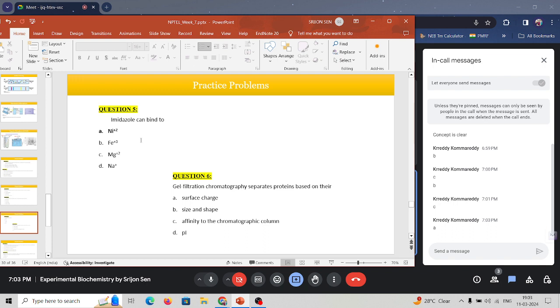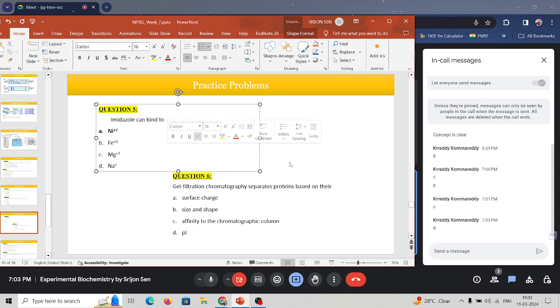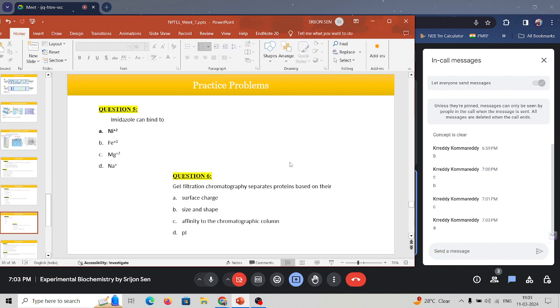Then for the elution step, what you do is add imidazole in higher concentration. So imidazole binds to the nickel, and your protein elutes out. Fantastic. So nickel A is the correct option.